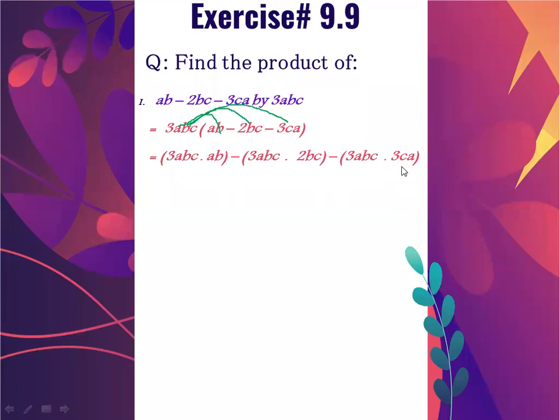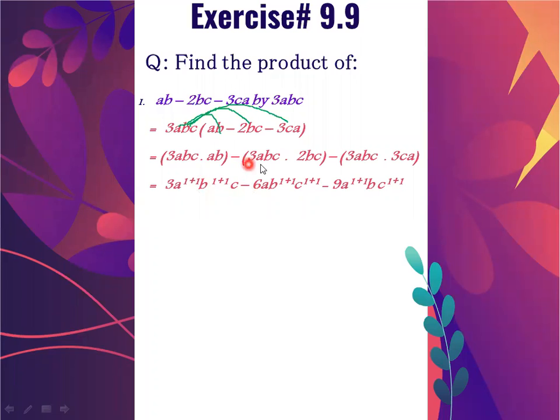So this one, 3a, what will it become? 3 into 1 is 3, and simply you will write here you have 2a, so you will write a one time and you will add their powers, that is 1 plus 1. Then you will write b and then add their power, that is 1 plus 1, and the last variable is c. Okay, then move on to the next one, that is minus.